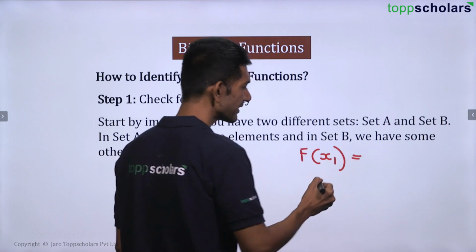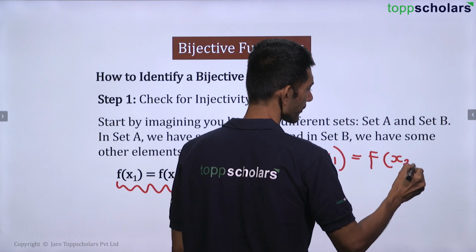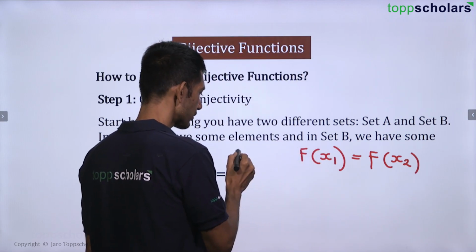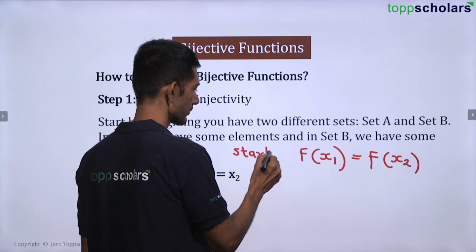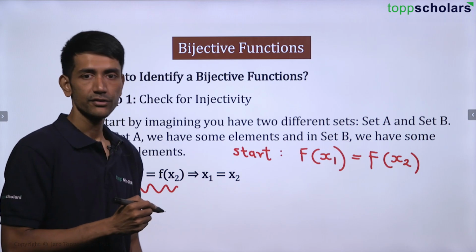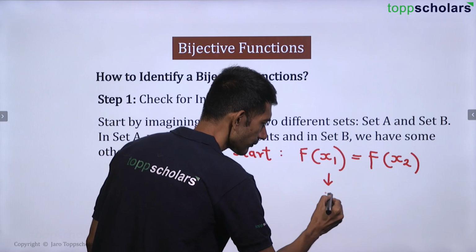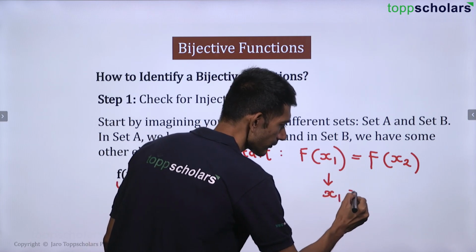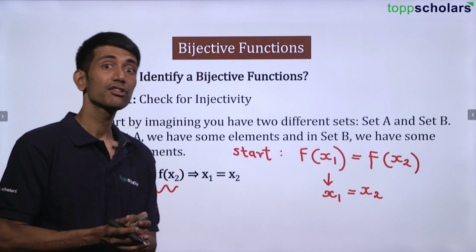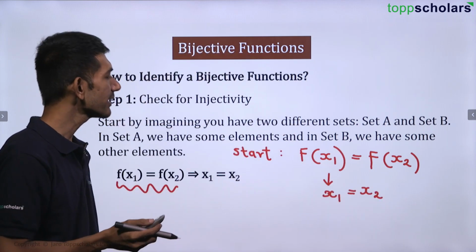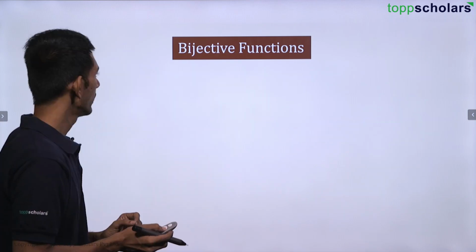That is, we'll start with considering the images to be equal. Equal as in same. So start with this. Once you start with this, you solve. And if you get x1 is equal to x2, then you can say that the function is one-one, right?